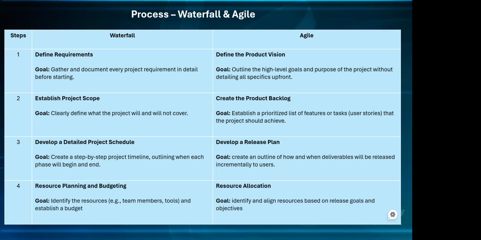Okay, so the next step is to establish the scope, once you're able to define the requirements. Remember, in the initial stage is where you talk about the vision and the scope. Now that you have the requirements, you're able to establish that scope properly. The goal of the second step is to clearly define what the project will and will not cover. You want to know what is in scope and what is out of scope.